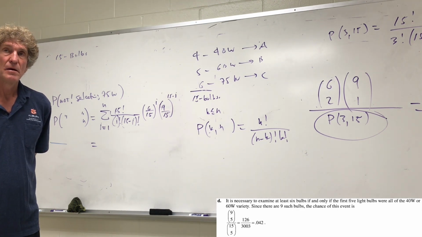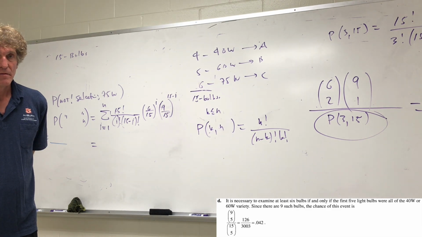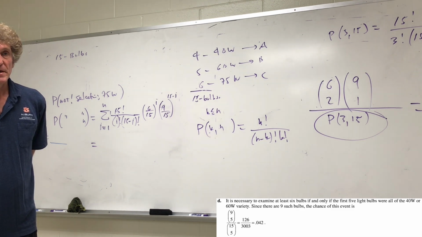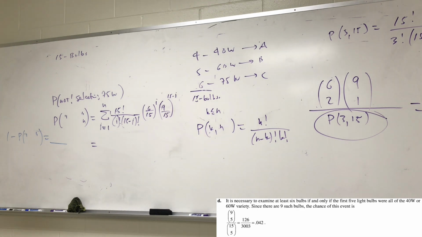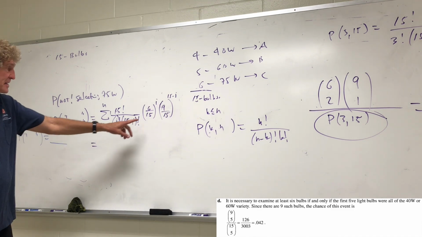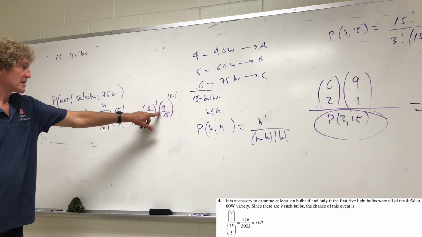And the explanation says it is necessary to examine at least 6 bulbs if and only if the first 5 light bulbs were all of the 40 watt or 60 watt variety. Since there are 9 such bulbs, the chance of this event is 9 over 5 over 15. Yeah, but he's doing the not business. He's basically saying if it is not, and that's what this is going to end up being, because I got 6 over 15 here and 9 over 15 here.